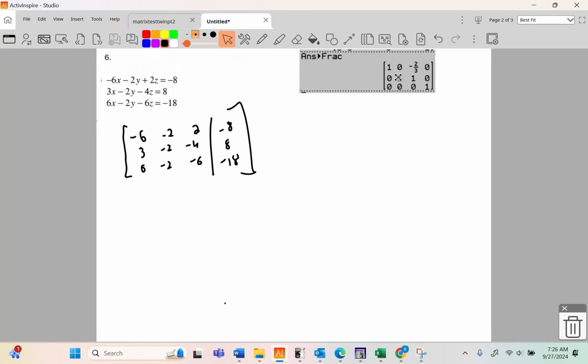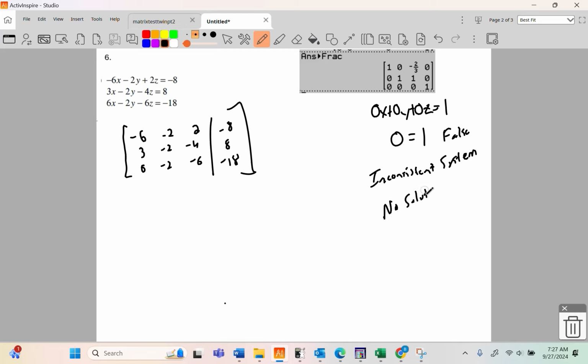this means to you. So this last line says 0x plus no y plus no z is a 1. And 0 plus 0 plus 0 has always been 0. And so it says 0 is 1, which is a false statement. This is an inconsistent system. Inconsistent is just a nice way of saying no solutions. At least, yeah, no solutions. There are no unique. Some people say no unique, but no solutions.